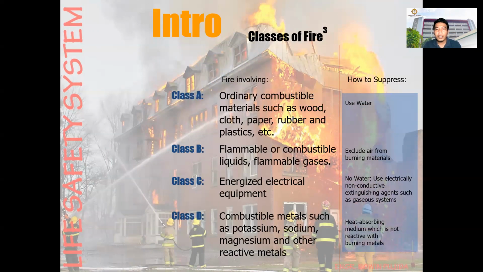So for the classes of fire, we have class A, class B, class C, and class D. But we also have a class K, which is new to the NFPA. Class K is the kitchen fire. Class A is the ordinary combustible materials such as wood, cloth, paper, rubber, and plastic, etc. And class B is flammable liquids and gases.